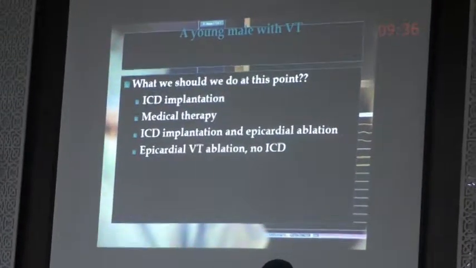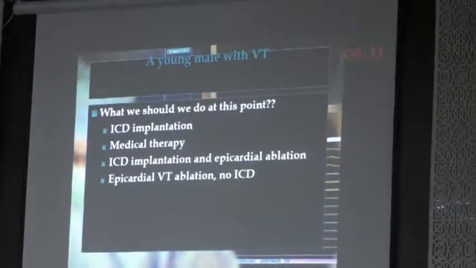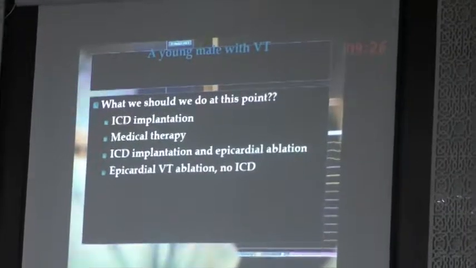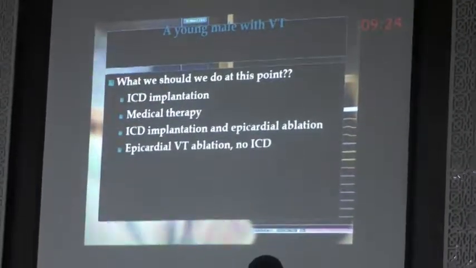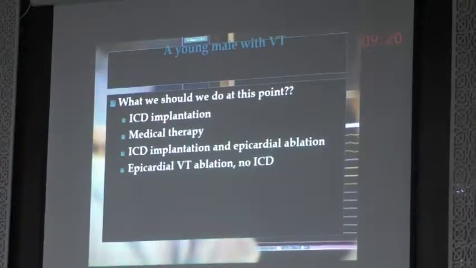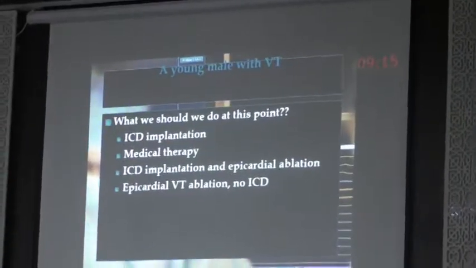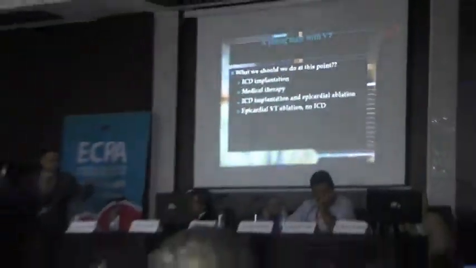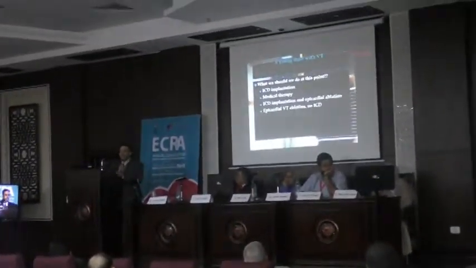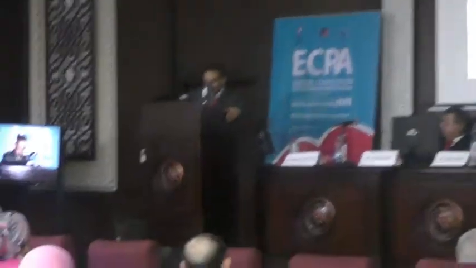What is the next step? Would you recommend ICD implantation at this point? Would you continue with non-effective medical therapy as demonstrated in the past? Would you implant an ICD and try to ablate him again, maybe with an epicardial approach, or would you do epicardial ablation first and, if not successful, no ICD implantation? So what do you think? So we have ICD with epicardial, ICD with epicardial. So there is agreement that this patient needs ICD and epicardial ablation.